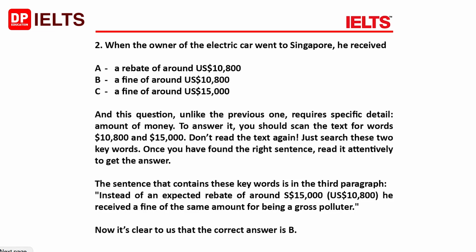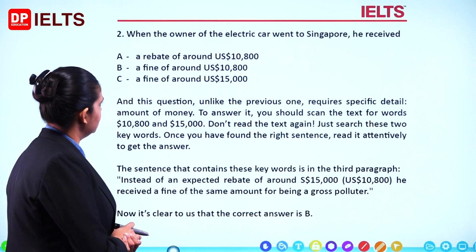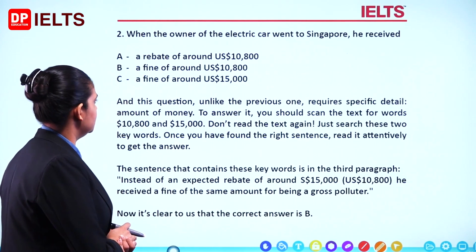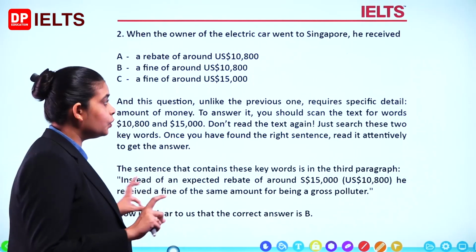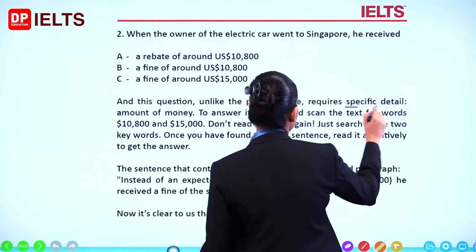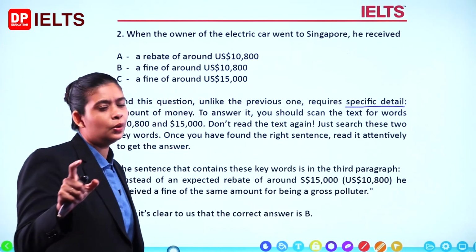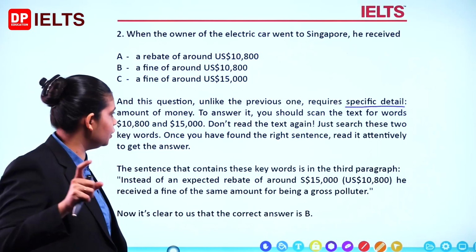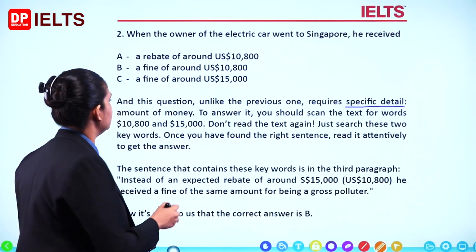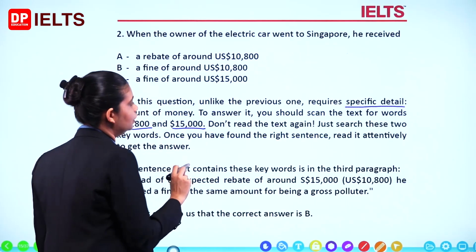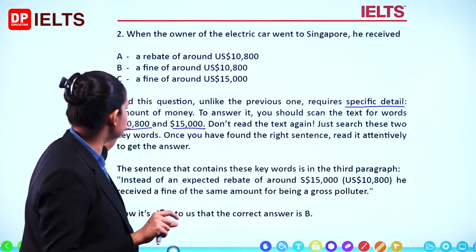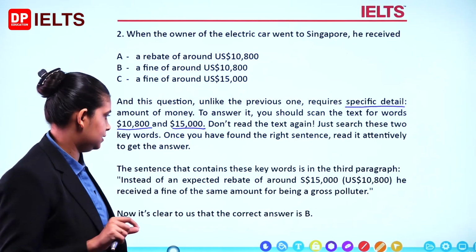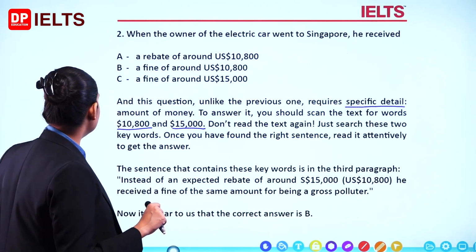When the owner of the electric car went to Singapore, he received a rebate of around US dollars 10,800, a fine around 15,000. Now, this question, unlike the previous one, requires specific details. So, to do this one, can you just skim read? No. You should scan for these two things. Don't just read the text again. Watch out. Look for these two figures and then you have to answer it. Okay? So, let's go and see.